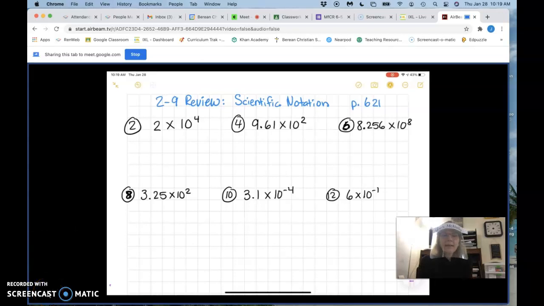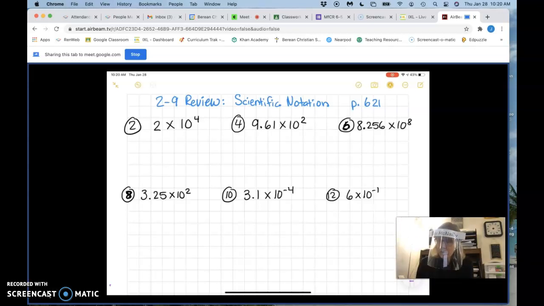Today is our last review section for our test that's on Monday. So section 2.9 and scientific notation. Again, I'm on page 621. I'm doing some examples from the back of the book. So I want you to remember a couple of notes before we get started.